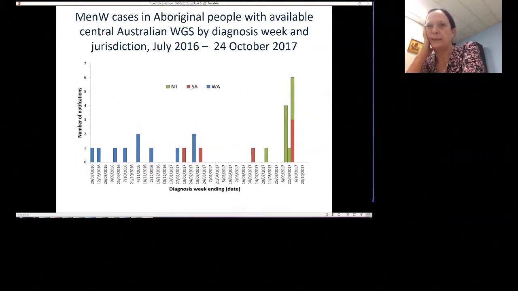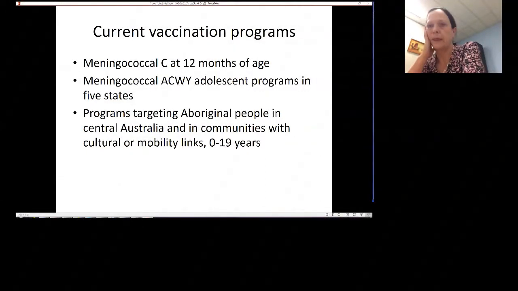Next slide, please. So, what do we do to prevent meningococcal disease in Australia? As I said before, we've had meningococcal C disease on the National Immunisation Program at 12 months of age. And for the past few years, that's been given as part of a combined vaccination with the 4th dose of Haemophilus influenzae B vaccine, and that's called Hibrix.